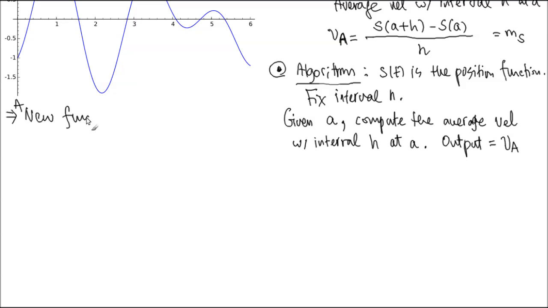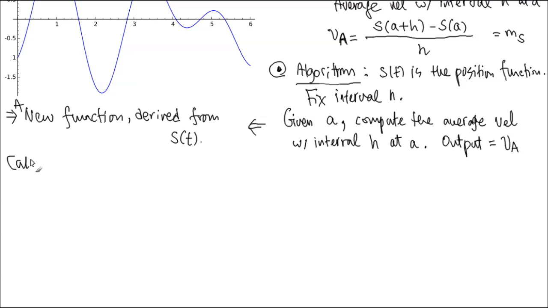A new function. Derived from where? Position function S(t). If I give you a position function S(t), a function, the position after t seconds, I can create a new function. What is the new function? If I give you a, you do that, and your output is an average velocity. Make sense? So that gives you a new function.